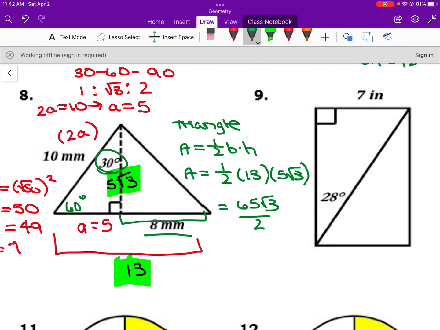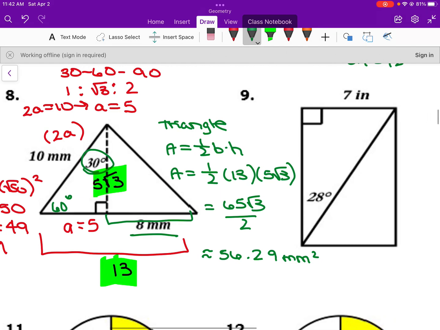But with area, we typically like to have functional answers. So if I change that to a decimal, 65 root 3 divided by 2 is 56.29 about. So it's about equal to 56.29 millimeters squared. That one is pretty complex there.